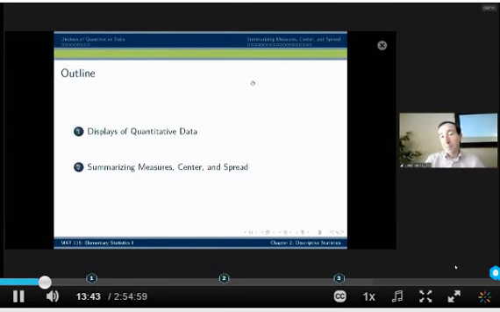This is split into two pieces, but the second piece is a good bit bigger, so we'll likely take a break after the first portion, the displays of quantitative data, and then a break about halfway through the summarizing measures of center and spread.